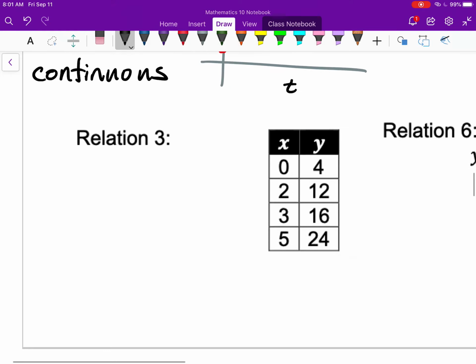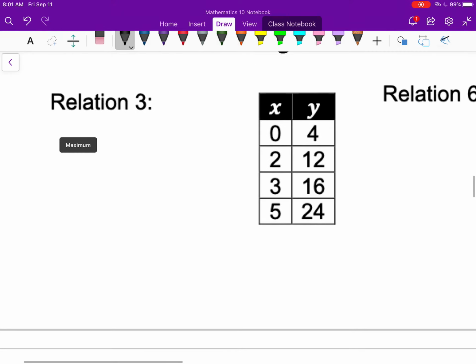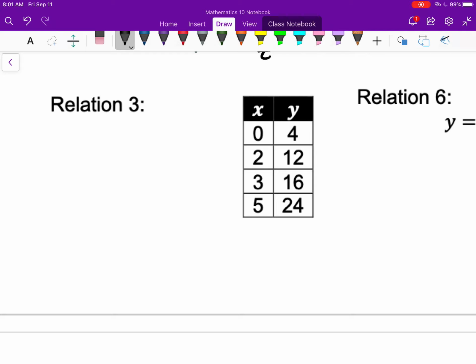All right, relationship 3 and 4 are both tables of values. Now, both these tables don't have any context. I don't tell you what x and y stand for. I just say there's an x and there's a y. And when x is 0, y is 4. When x is 2, y is 12, and so on. So is this linear? We'll have a few choices.